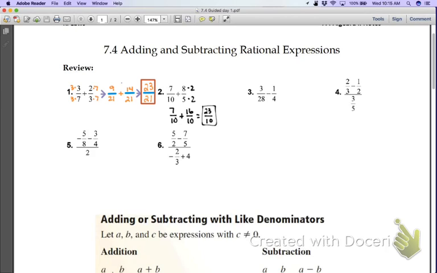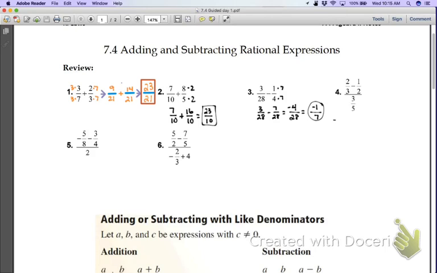Even on one like 3, it works the same way. Nothing's going to change. I can turn the 4 into a 28 by multiplying the top and the bottom by 7. So if I have 3 over 28 minus 7 over 28, denominator stays the same. What's 3 minus 7? Negative 4. Now, can this one reduce? Yeah. So this one can reduce, so I can divide everything by 4 and have negative 1 over 7, or put the negative out in front.